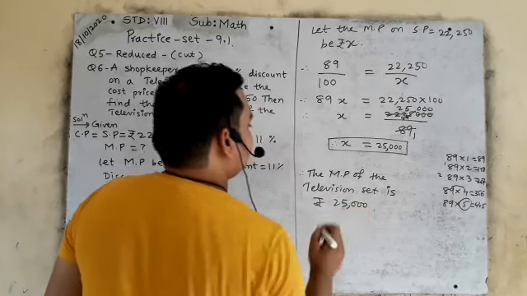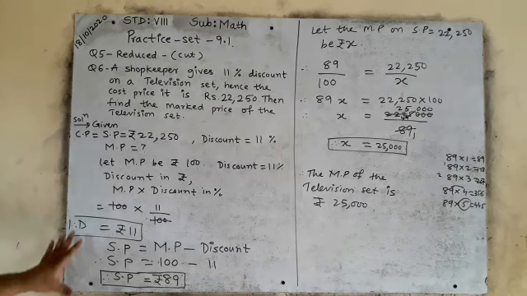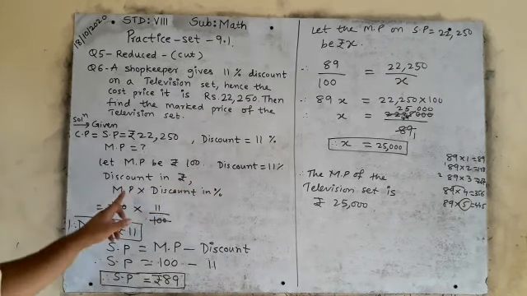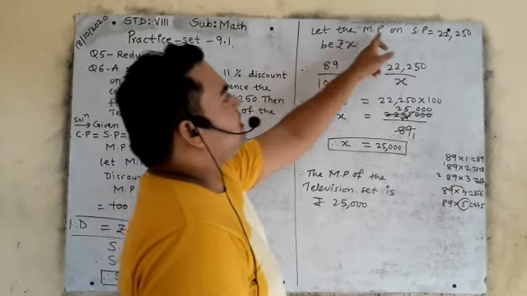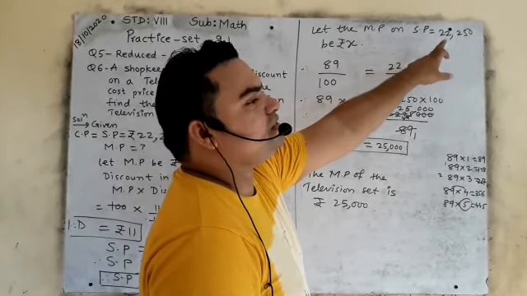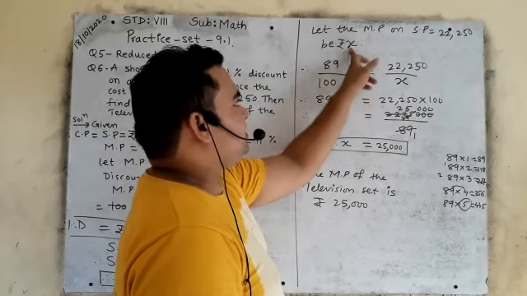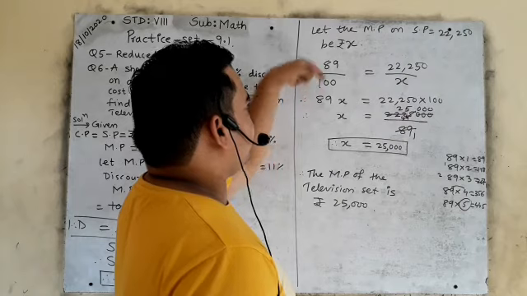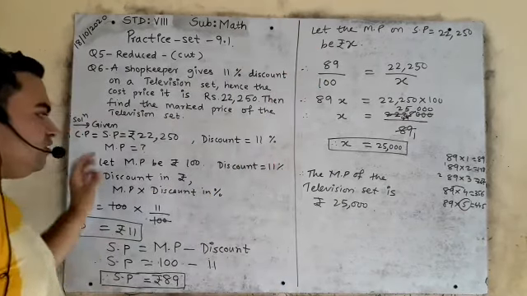I hope you understood. Here you will take mark price, selling price, and cost price is only known as a selling price. Is it clear? First you will consider mark price 100, discount you will take out from 100, that is 11, selling price, this is imaginary, and this is the original one which is given in the question. Let the mark price on selling price 22,250 be rupees x. So mark price is x, selling price 22,250, 100 rupees mark price, 89 rupees selling price of imaginary thing.